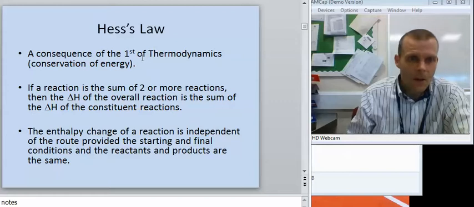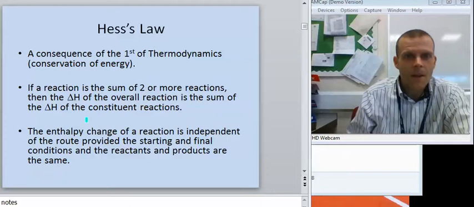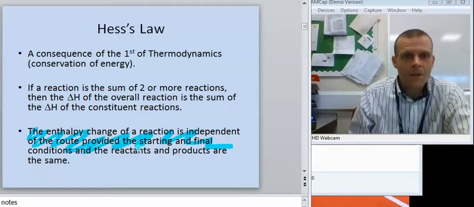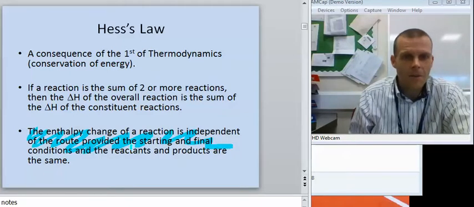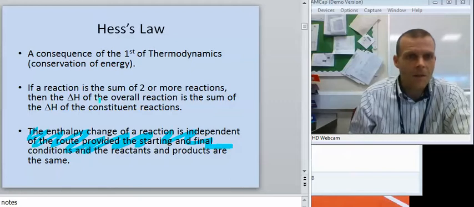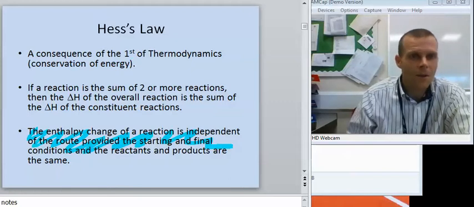And you can have a read of this. This describes what Hess's law is, but this is probably the key bit down there: the enthalpy change of a reaction is independent of the route taken, as long as you start and finish at the same place. And as a consequence, energy cannot be created or destroyed, the first law of thermodynamics.